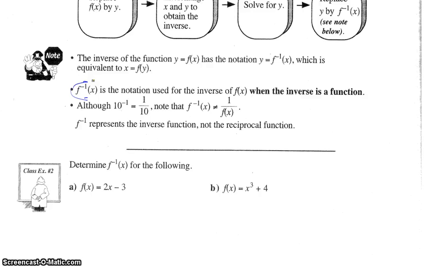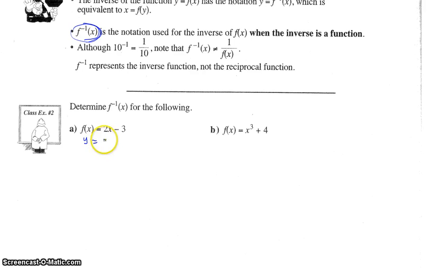Let's take a look at this first example. Determine f to the negative 1 of x, or the f inverse function of x, for the following. Our first step is to switch x and y, but we want y, not f of x. So we replace f of x with y, and then rewrite the rest of the equation. Now we're on to actually finding the inverse. To find the inverse, y becomes x, and x becomes y. So it now is x equals 2y minus 3.